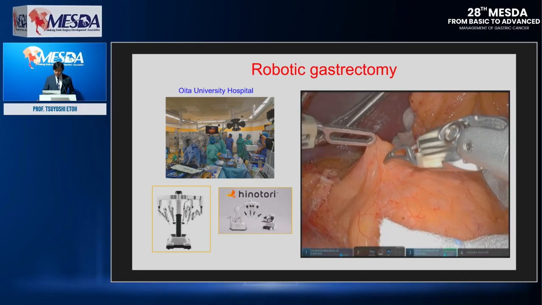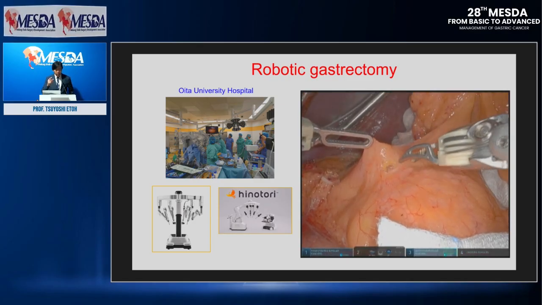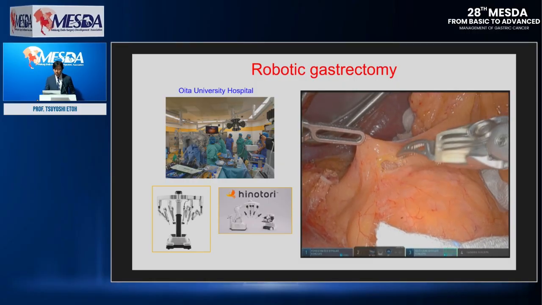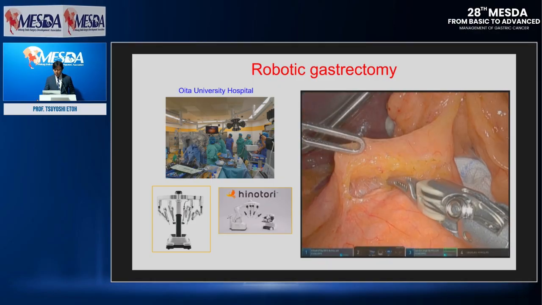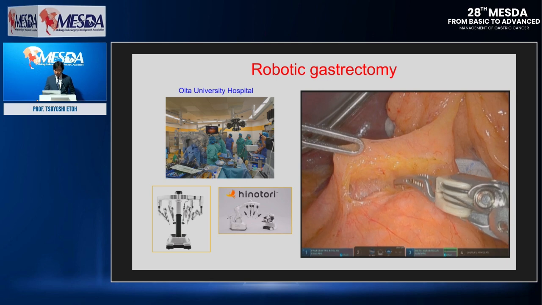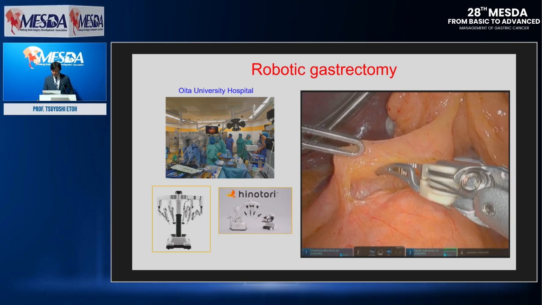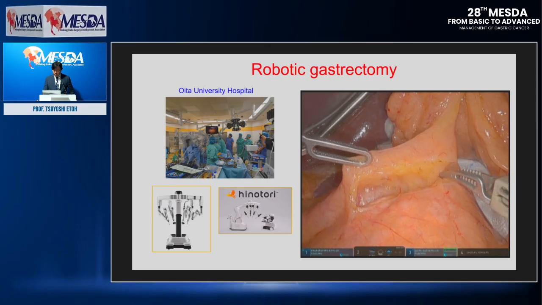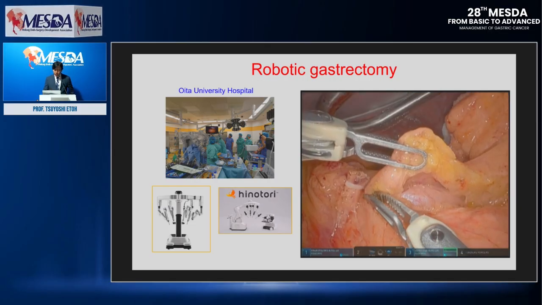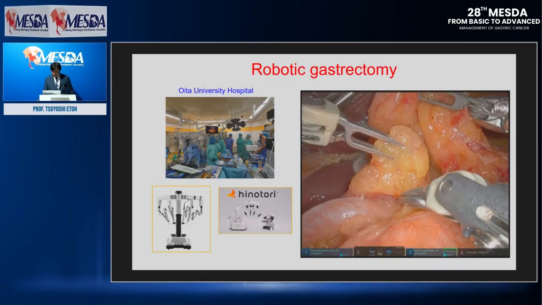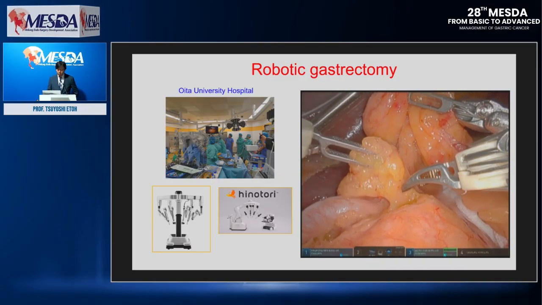So this patient has advanced gastric cancer in the proximal stomach, so I performed a proximal gastrectomy. A stable operation field was achieved.